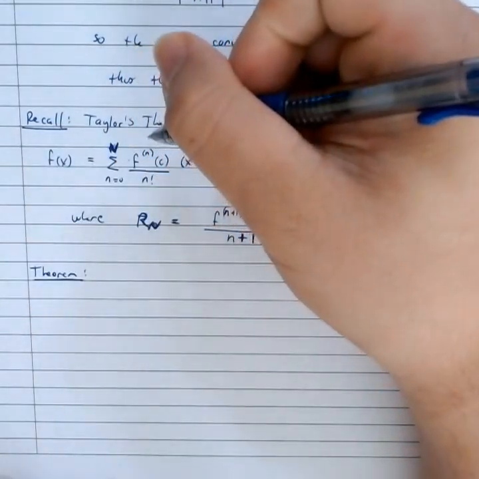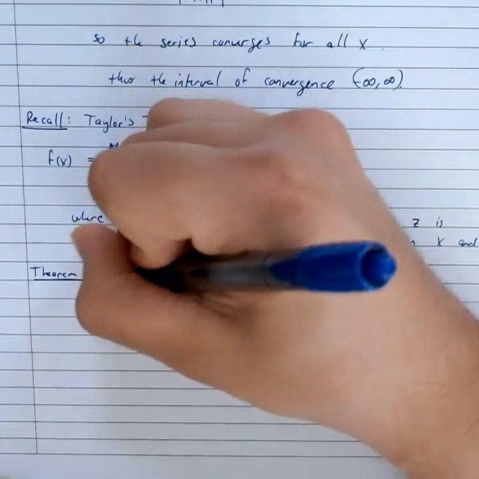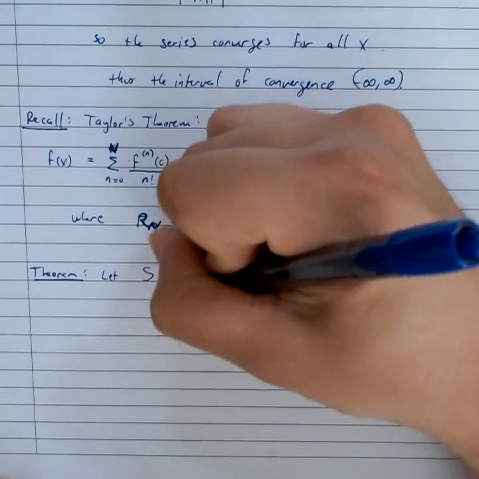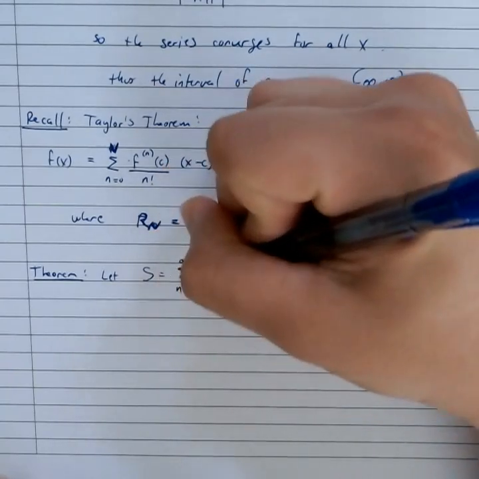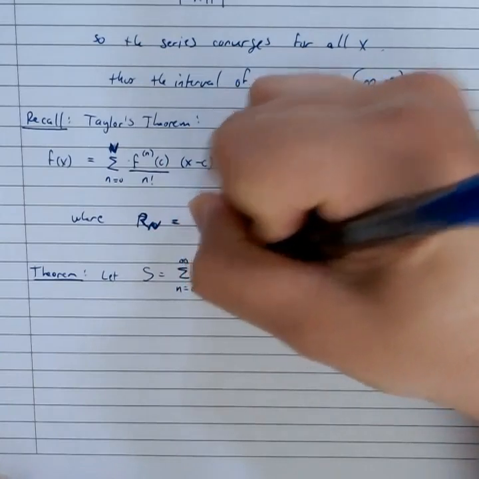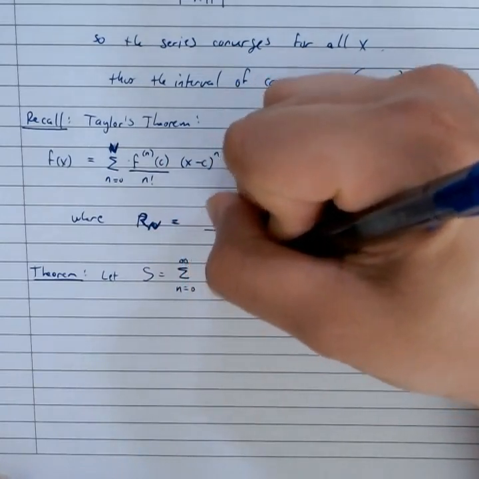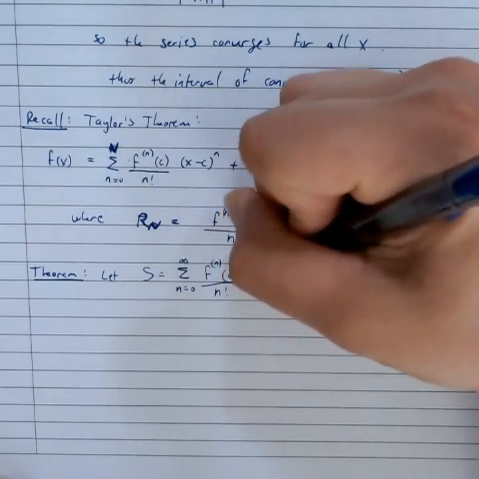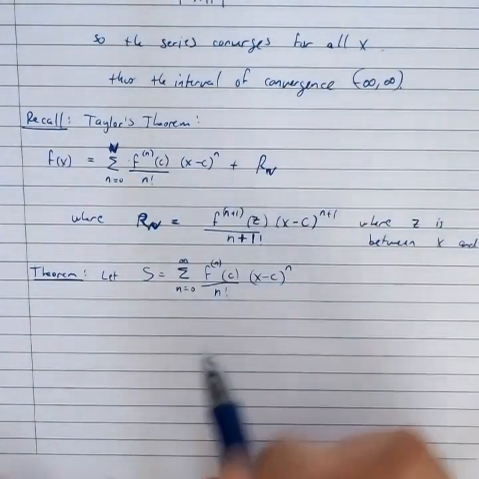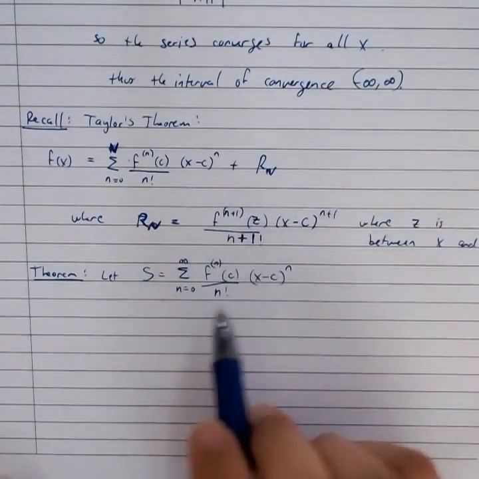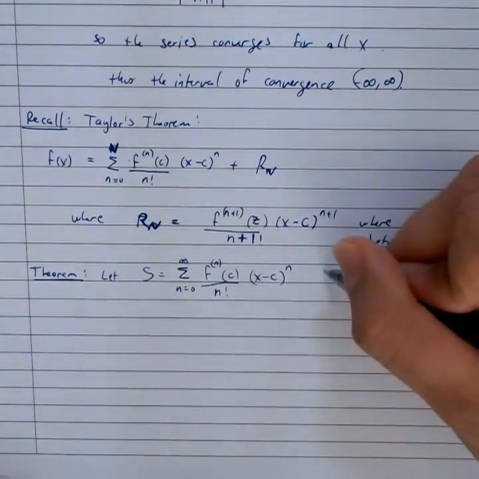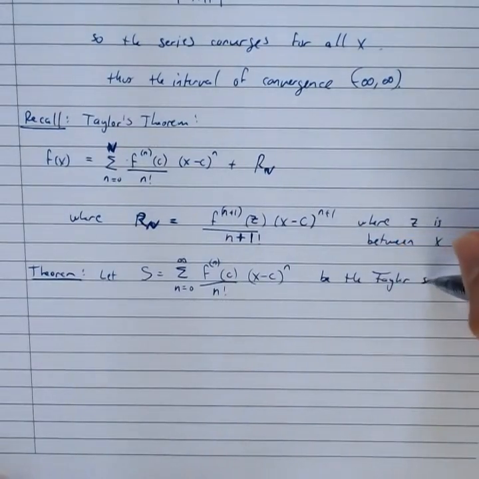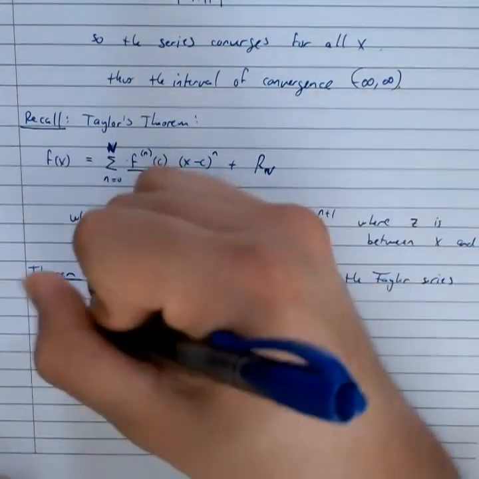Let's begin with a Taylor series. Let S be given by the sum as n goes from 0 to infinity of the nth derivative of f evaluated at c over n factorial times x minus c to the power n. So let's let S be the Taylor series that's generated by f, centered at c.